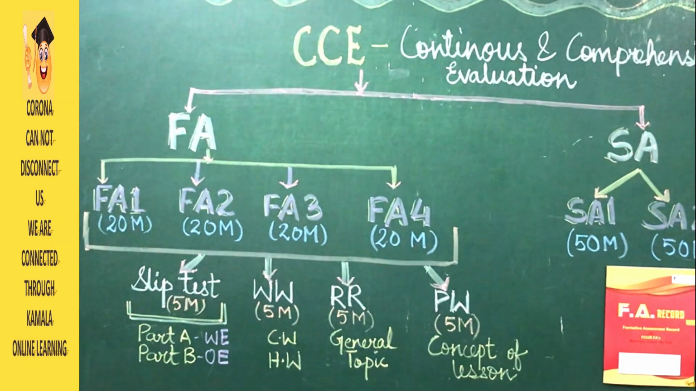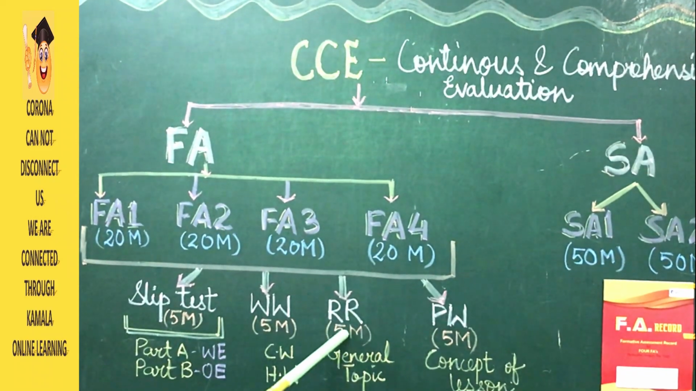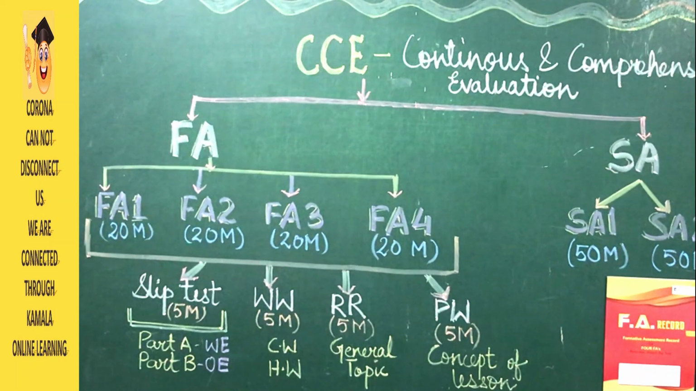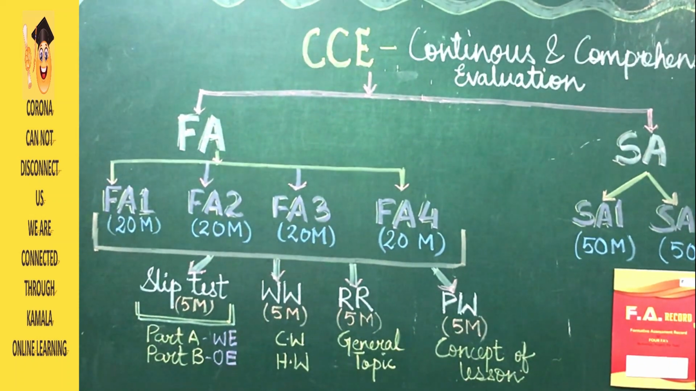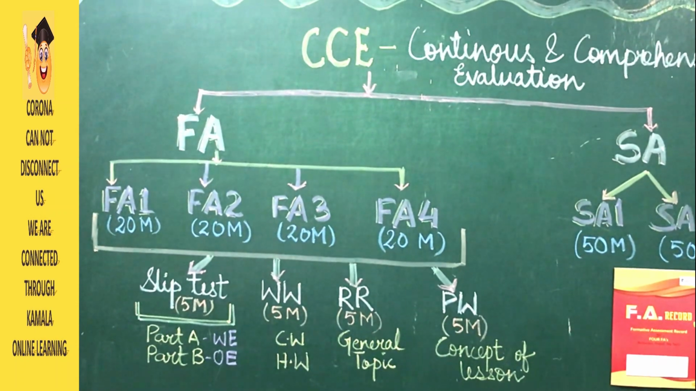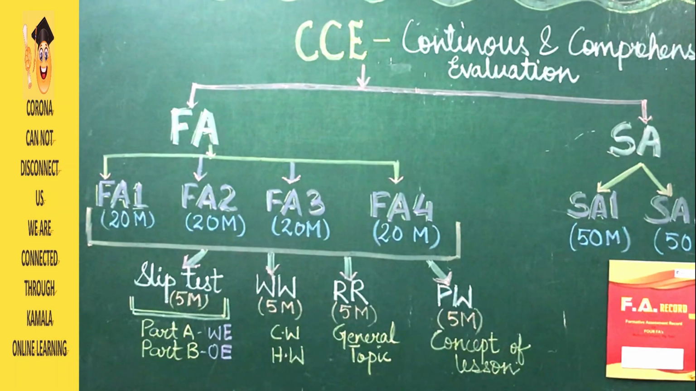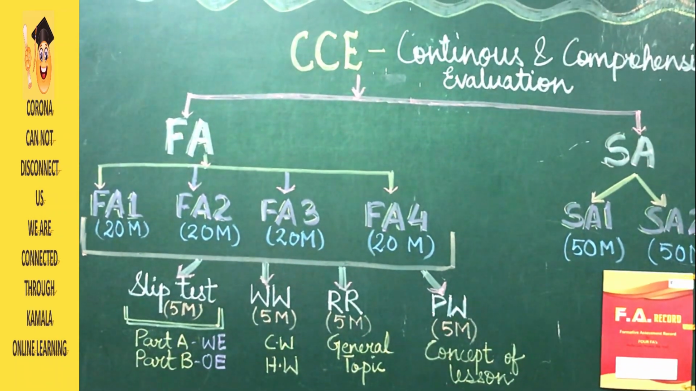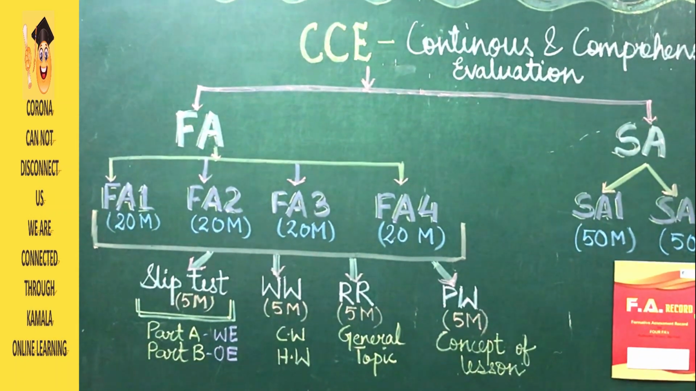Now let's move to the last one, that is read and reflect, which will have a general topic and it contains 5 marks. This tool aims to test your knowledge not just in textbook concepts but in overall general happenings around you. For read and reflect, topics will be allotted by the teachers based on current affairs and some social situations or general things that you should know for your age and standard.